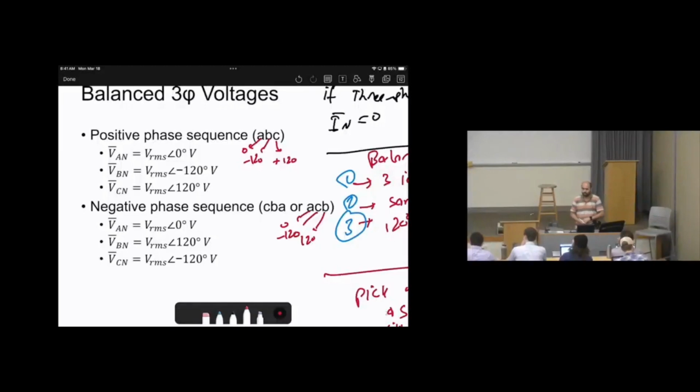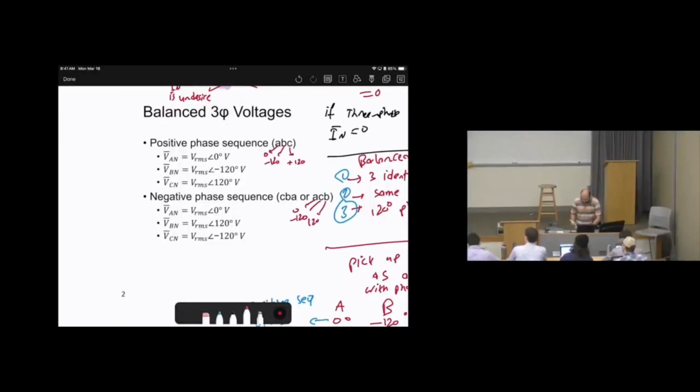ABC, ACB. Or in other words, you can imagine this in a different way. Here is phase A. Since it's negative, here is phase B. Here is phase C. And here is phase A, here is B, here is C, depending on the positive or negative sequence. So travel clockwise from A to B to C, right? This is positive sequence.